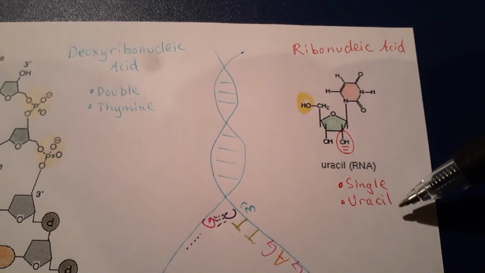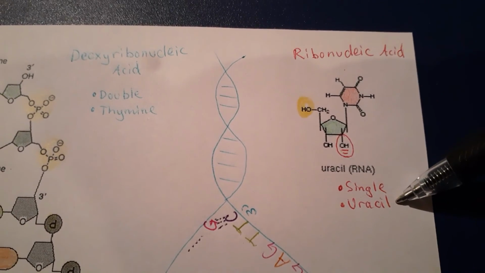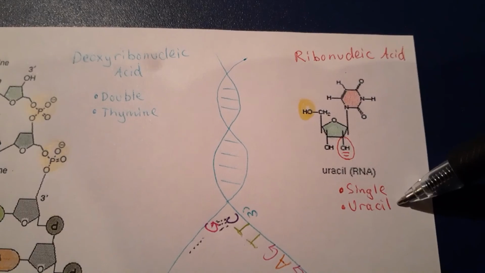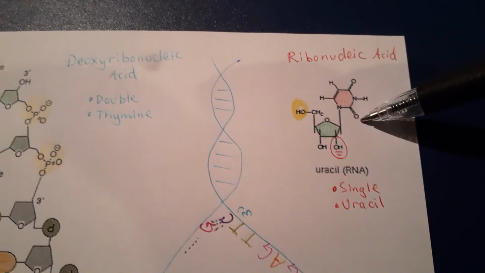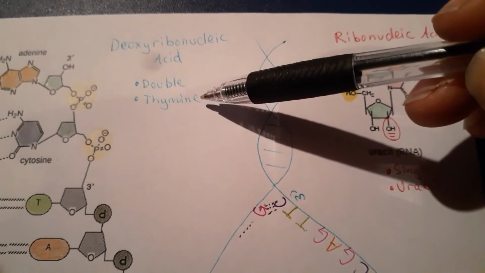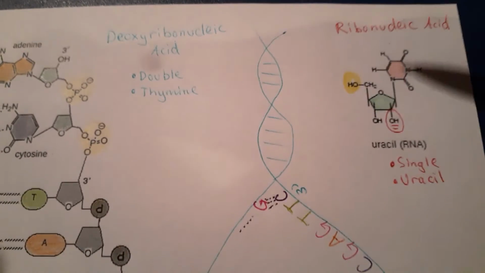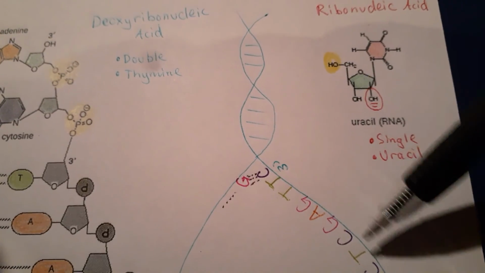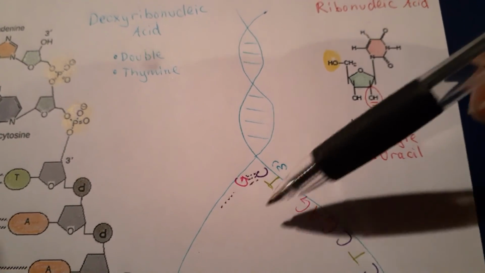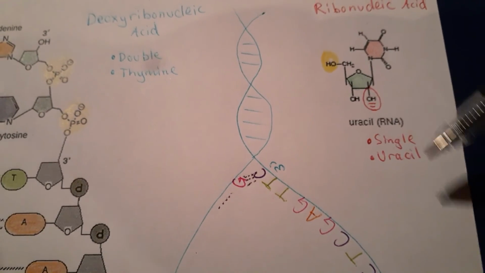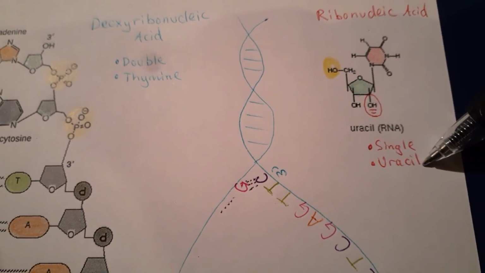Finally, RNA, as I said before, contains uracil as a nitrogenous base, which is what this one is right here. DNA, on the other hand, only contains thymine. So essentially, if you are transcribing a gene from the DNA into RNA, instead of writing a T, you would simply write a U.